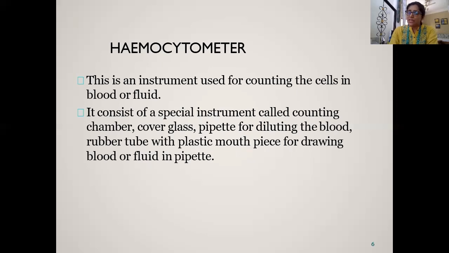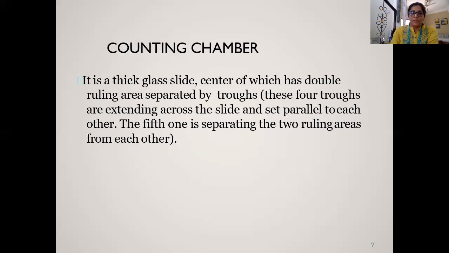This cover slip is a regular cover slip used in the medical laboratories, a small square or round piece of glass, which is clean and grease-free. We also need a pipette for diluting the blood, that is, the pipe-like apparatus in which we suck the blood to a specific mark and then mix the dilution fluid, and a mouthpiece for drawing blood or fluid in the pipette.